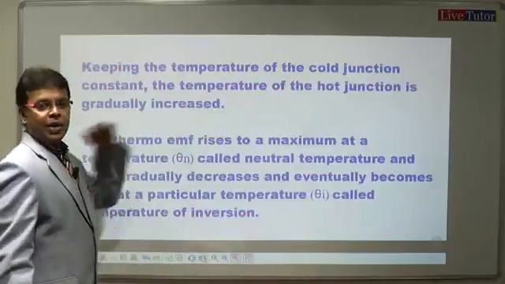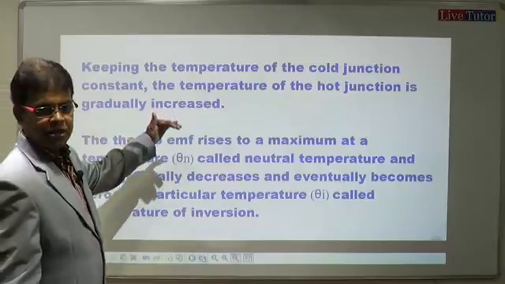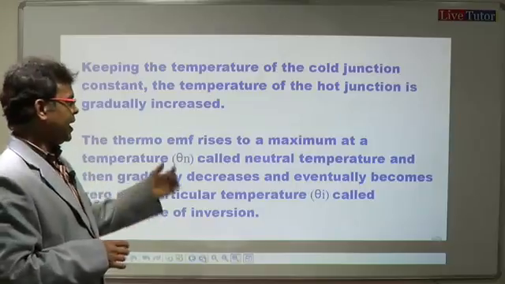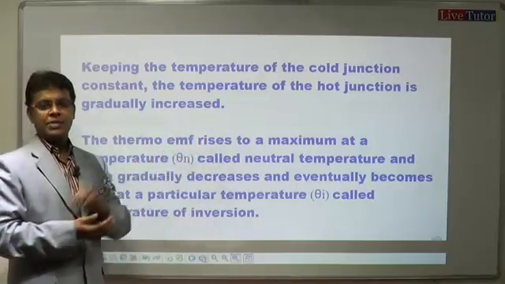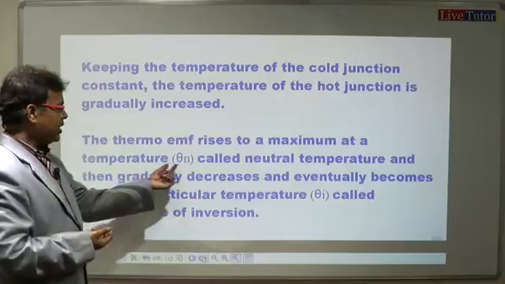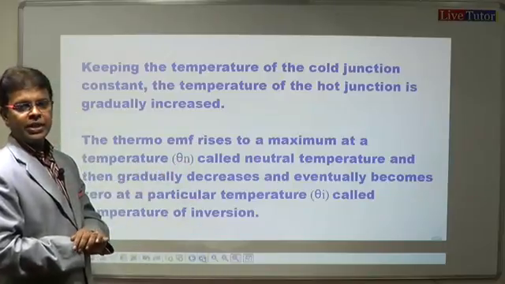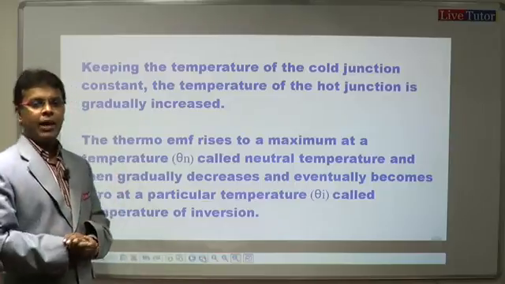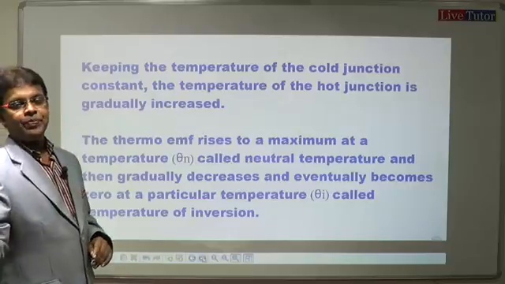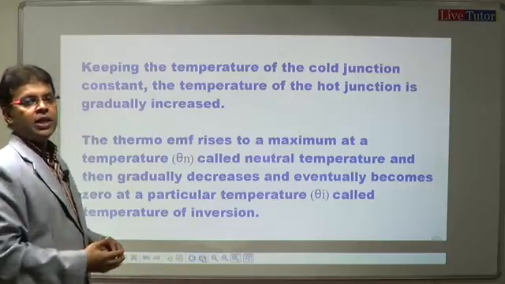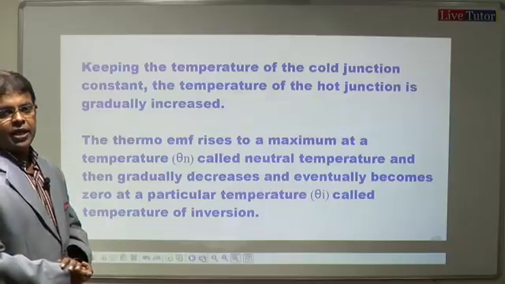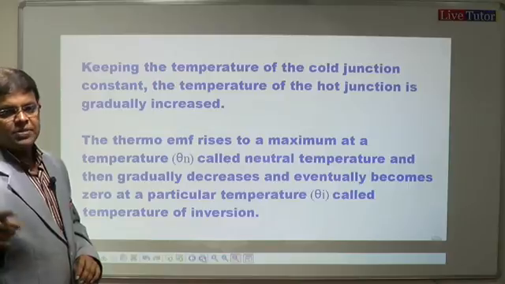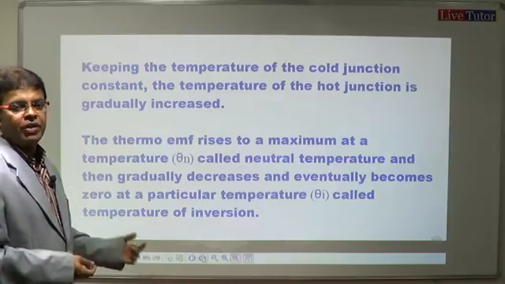Right? Now what does the next point say? Keeping the temperature of the cold junction constant, we keep increasing the hot junction temperature. As I said, what happens to the EMF? It raises to the maximum at a temperature called theta n, at a neutral temperature. Thermo EMF keeps increasing, and then gradually decreases and finally eventually becomes zero at a particular temperature, at theta I. At that temperature the thermo EMF becomes zero and it is called the temperature of inversion.